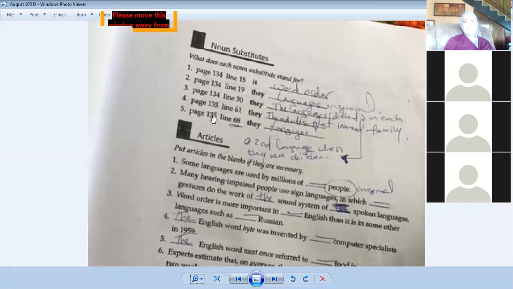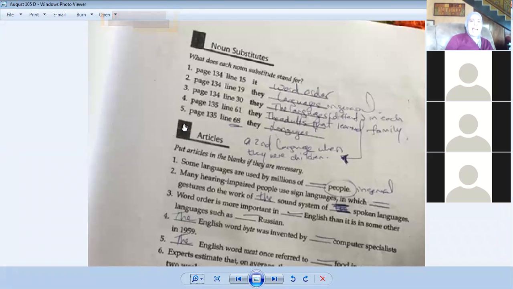All right, this is what it refers to. Now we want to move on to 4. And 4 says what? Page 135, line 61. Let's go to line 61. It's on page 135, okay? And we're supposed to say what they refers to over here, right? So let's read from the beginning of the sentence. Some of the adults learned a second language when they were children. So they refers to what? Some of the adults that learned a second language, all right?